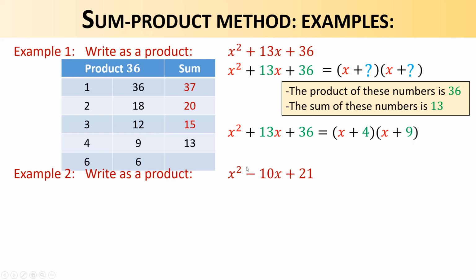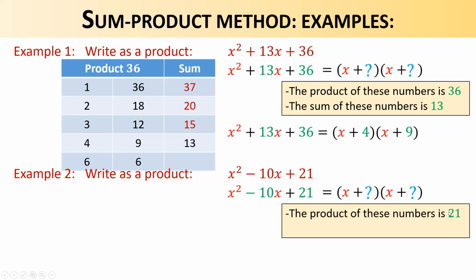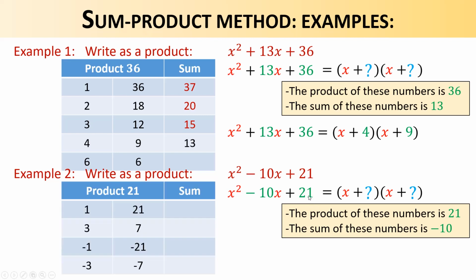Here we have x squared minus 10x plus 21. So my clues are that when I'm going to rewrite this as x plus something times x plus something, the product of these two numbers is going to be 21, and the sum of these two numbers is going to be minus 10. So I have two numbers and their sum is minus 10. So a product of two numbers, how can I get to 21?